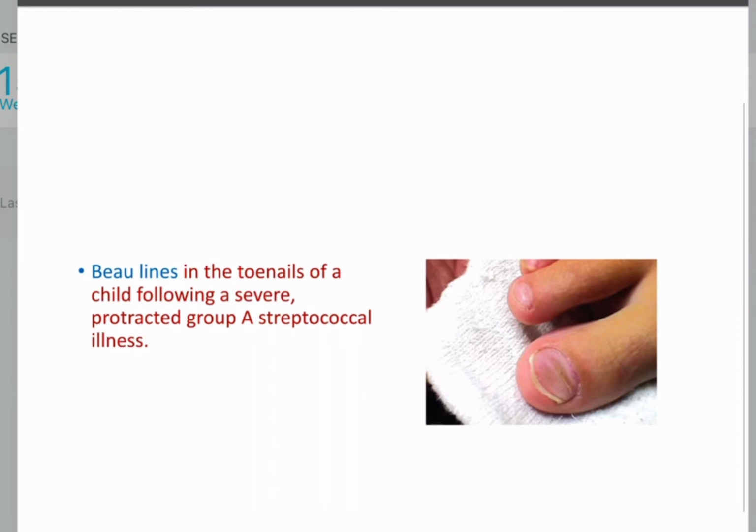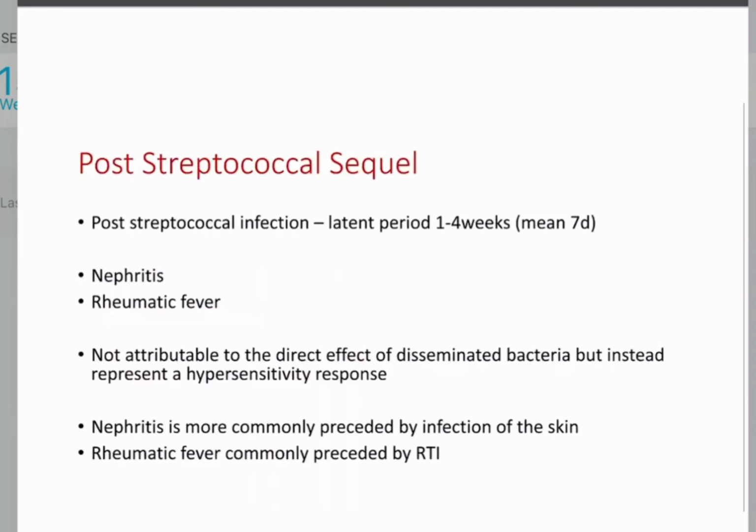Okay, now let us go to the post-streptococcal sequelae. So post-streptococcal infection, generally this sequelae is manifested after 1 to 5 weeks, depending on which sequelae we are talking of. For nephritis, generally the mean is 7 days, and for rheumatic fever it may come up to 2 to 3 weeks after the acute post-streptococcal infection.